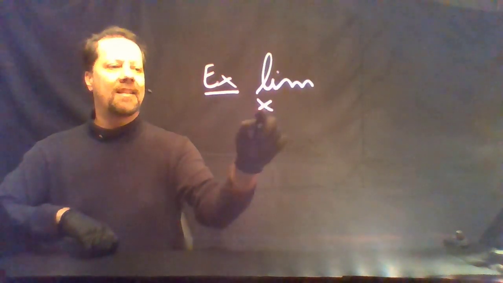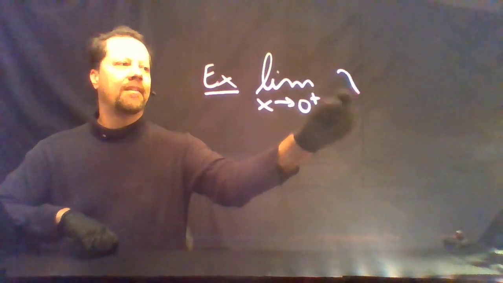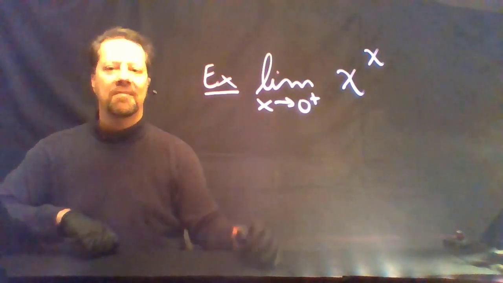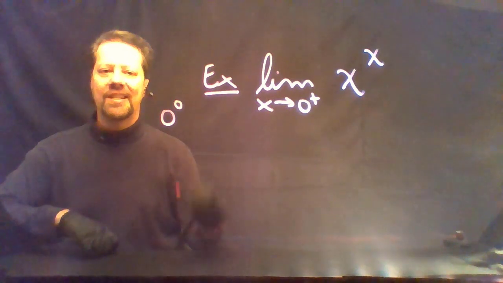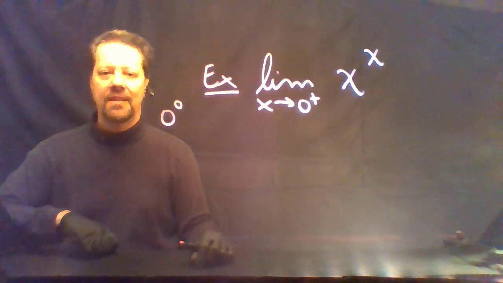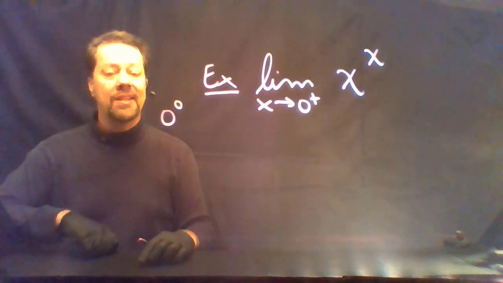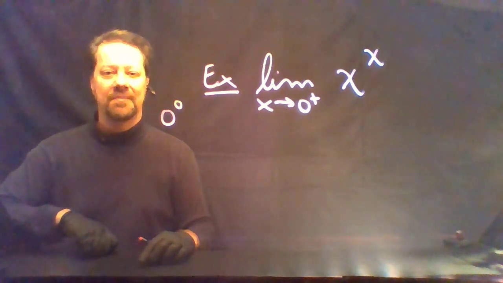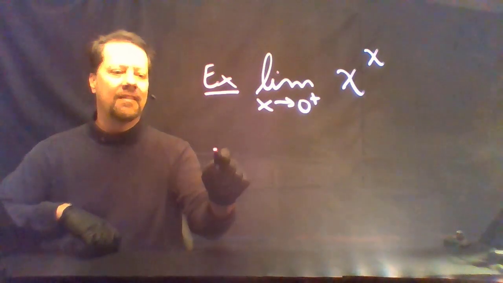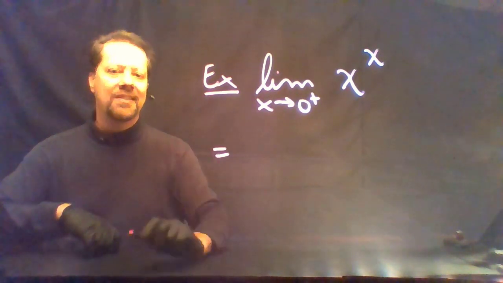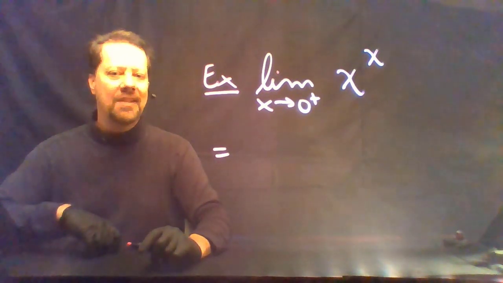Let's do one more example. Let's do the limit as x goes to 0 from the right of x to the x. Now I know that's 0 to the power 0, which is not a L'Hopital's rule case. However, 0 to the 0 is an indeterminate case. So how do we do this? How do we convert the 0 to the 0 case into a L'Hopital's rule case?